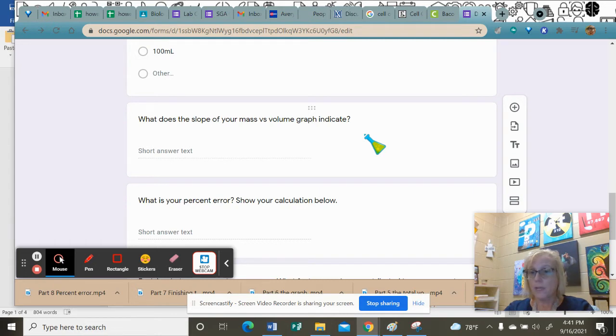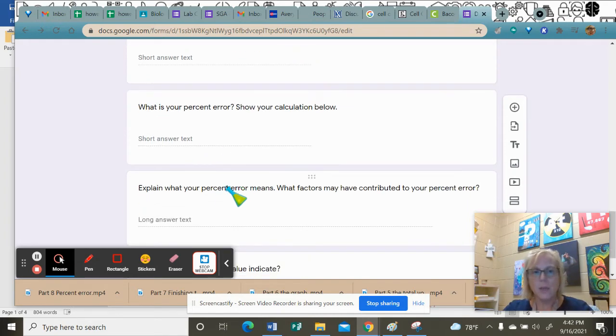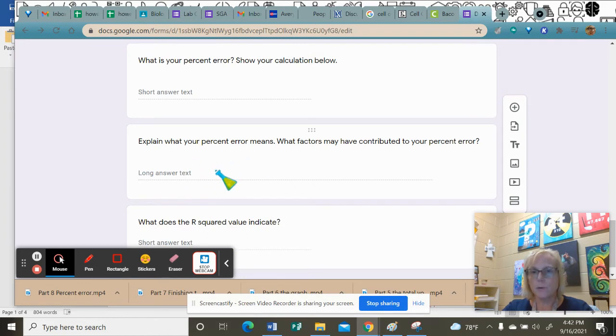That means, what does it mean? What does that tell you? So if you watched the video that I showed earlier all the way through, that is answered. Then what is your percent error? And show the calculation below. I know it's hard to type out the calculation, but type out as best you can the calculation. And then tell me what the percent error means.